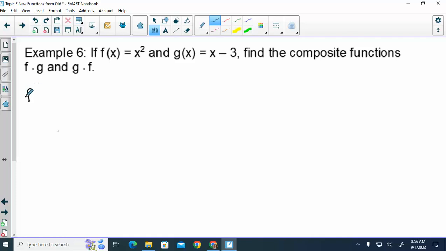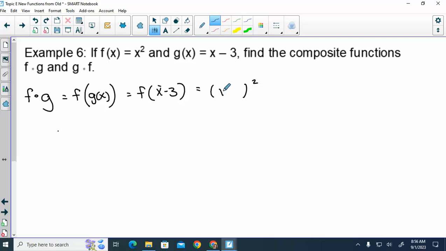If I said F composed with G, that's the same thing as saying F of G of X. So remember, we start on the inside and work our way out. So G is X minus 3, and we are plugging that into F. So F is whatever we put in squared. So it would be X minus 3 squared.